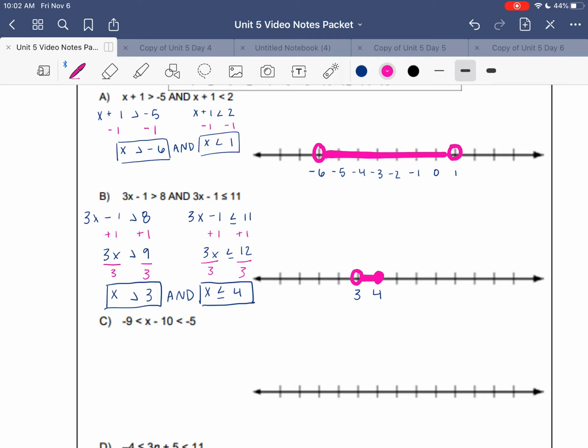So a couple things to think about here. 3 does not work here. 3 is not greater than 3. 3.5, for example, works. 4 works because we are allowed to be equal to 4 because of that equal to piece in our inequality.